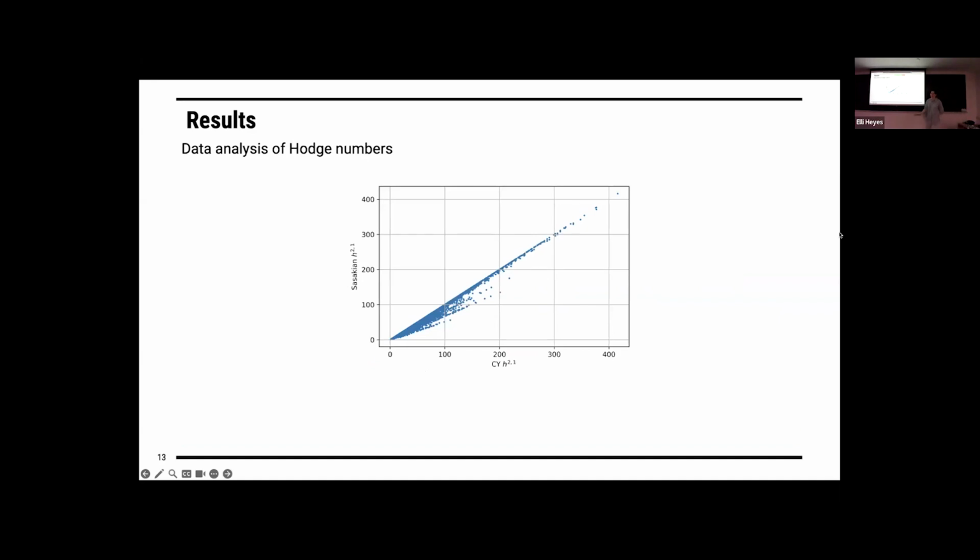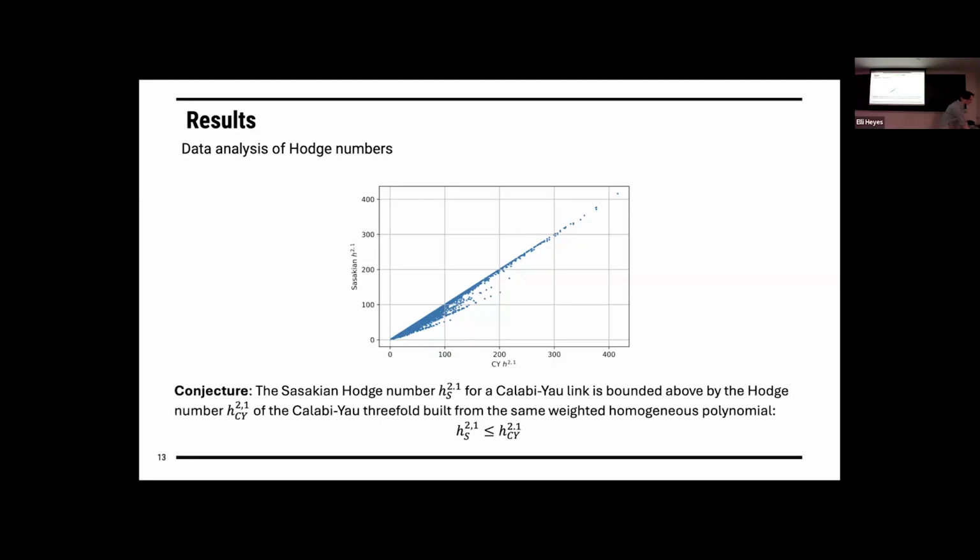And this is before any kind of machine learning, just by plotting the two different Hodge numbers against each other, we found this interesting relationship that the Sasakian Hodge number is bounded above by the Calabi-Yau Hodge number. So we put this as a conjecture. I think there probably is a nice, simple way of explaining this, but I'm still yet to figure this one out. So later, if anyone has any ideas, I'd be interested to hear your thoughts.